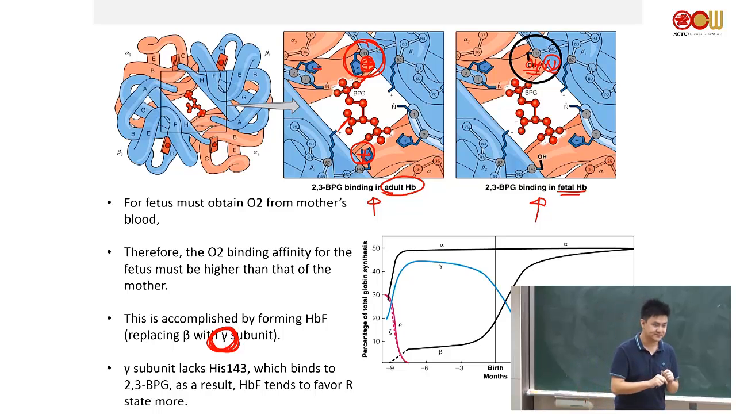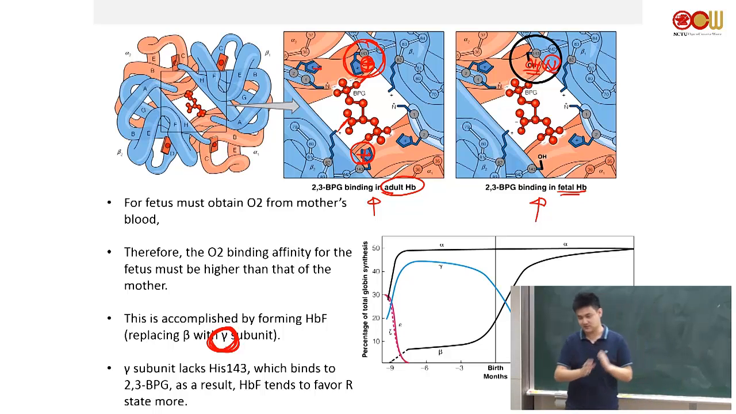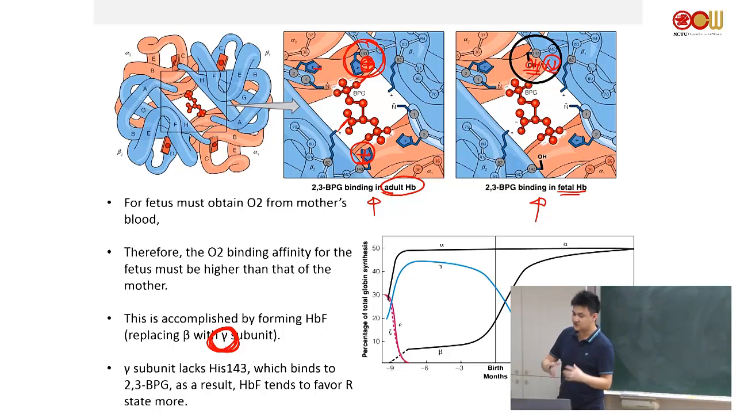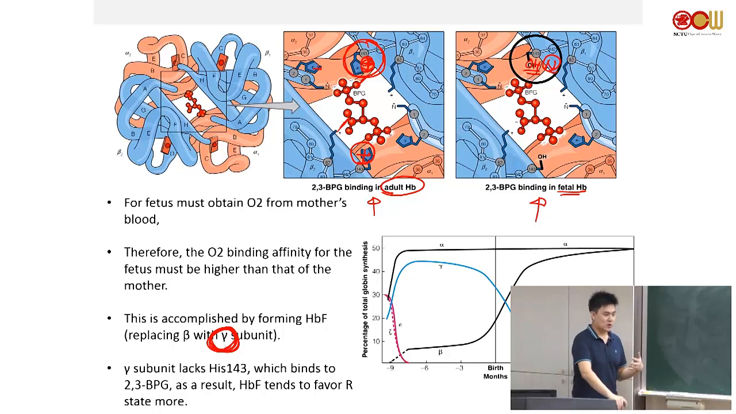Why is that a good thing? It's actually in my next slide. But think about this. Okay? If you are a fetus inside of your mom, what do you need to do? You need to compete for oxygen, right? So you need oxygen. So if you, the little fetus, and the mother have the same hemoglobin, then you have no advantage in competing for O2.